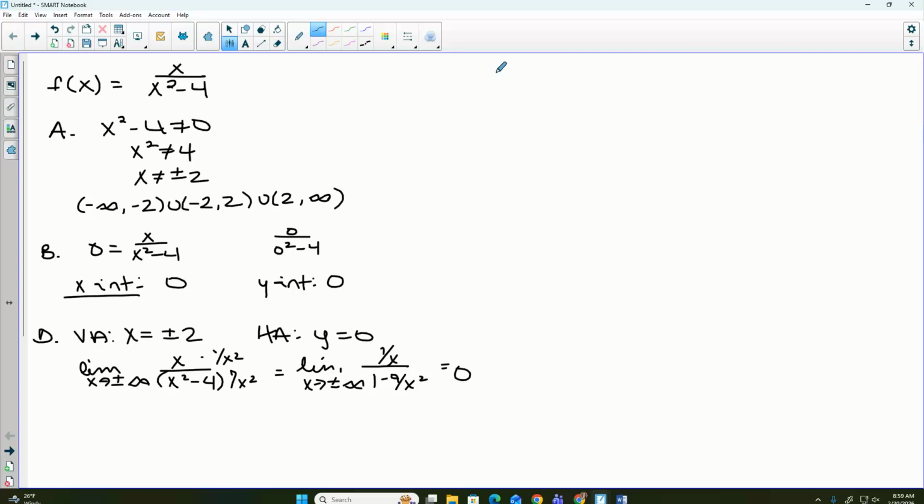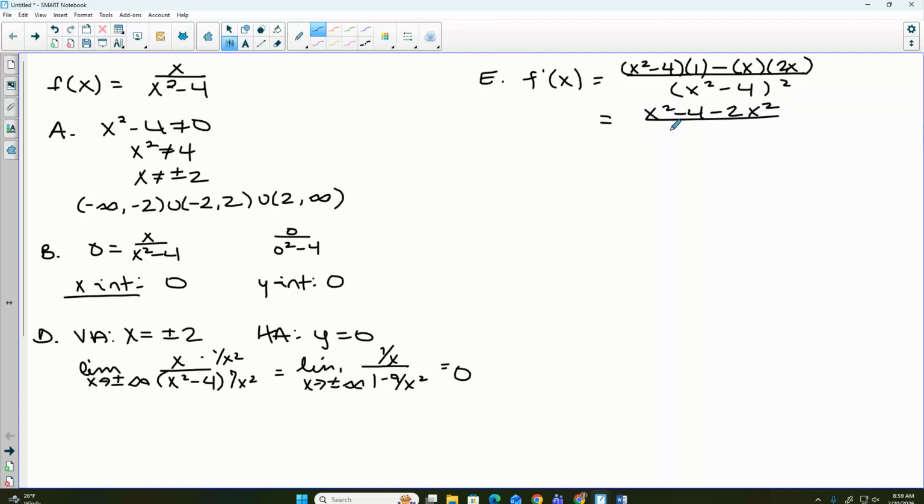Then we need to do our derivative. So quotient rule. Low, d high is 1, minus high, derivative of the bottom is 2x, over low squared. So we get x squared minus 4 minus 2x squared, or negative x squared minus 4, over x squared minus 4 squared.